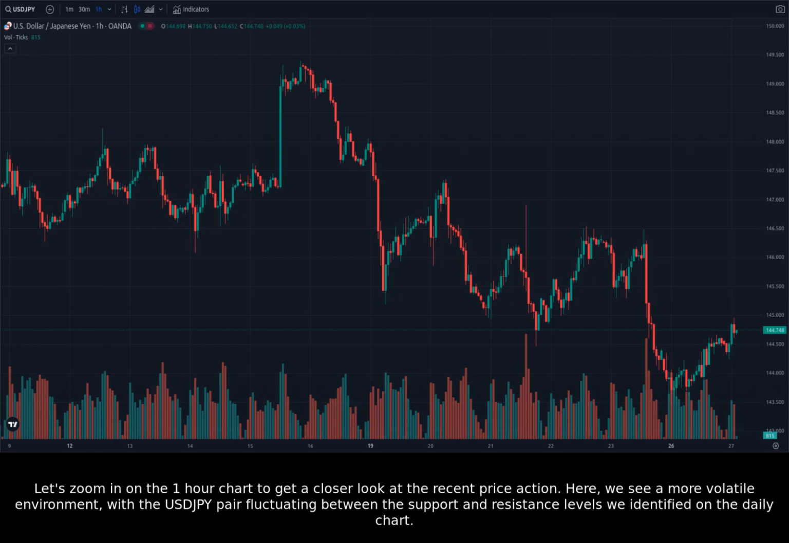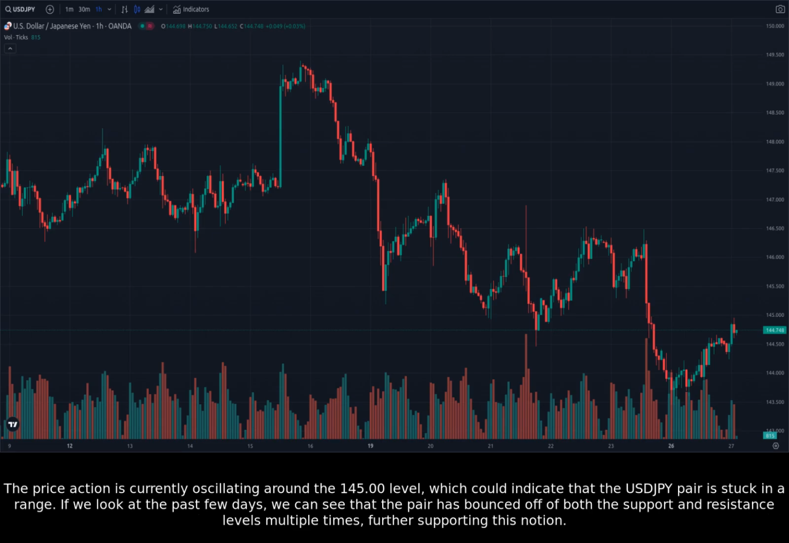Let's zoom in on the 1-hour chart to get a closer look at the recent price action. Here, we see a more volatile environment, with the USDJPY pair fluctuating between the support and resistance levels we identified on the daily chart. The price action is currently oscillating around the 145.00 level, which could indicate that the USDJPY pair is stuck in a range. If we look at the past few days, we can see that the pair has bounced off of both the support and resistance levels multiple times, further supporting this notion.